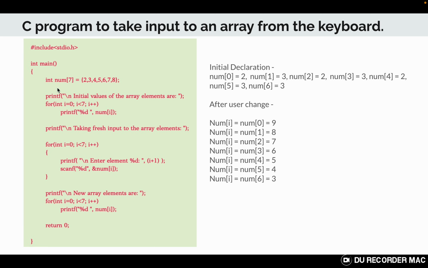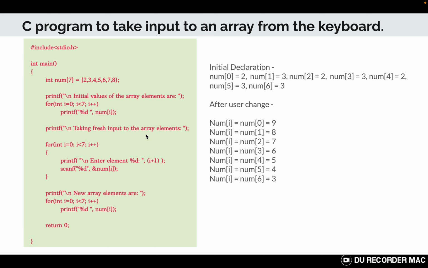Now int num, this is the array that we have declared of size 7. Initial values of array elements are, so this will simply print the statement. Now this for loop will run from i equal to 0 to i less than 7. That means it will run 7 times, with i equal to 0, 1, 2, 3, 4, 5 and 6. From 0 to 6, the number of times it runs is 7, and num of 0 will give you 2, num of 1 will give you 3. Similarly, this will print the entire array.